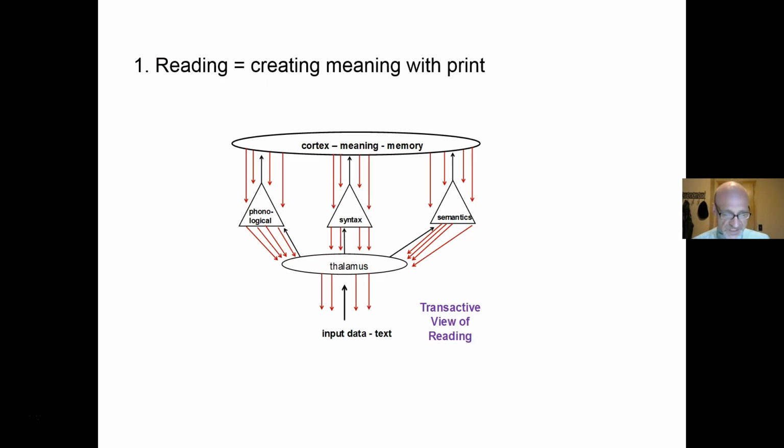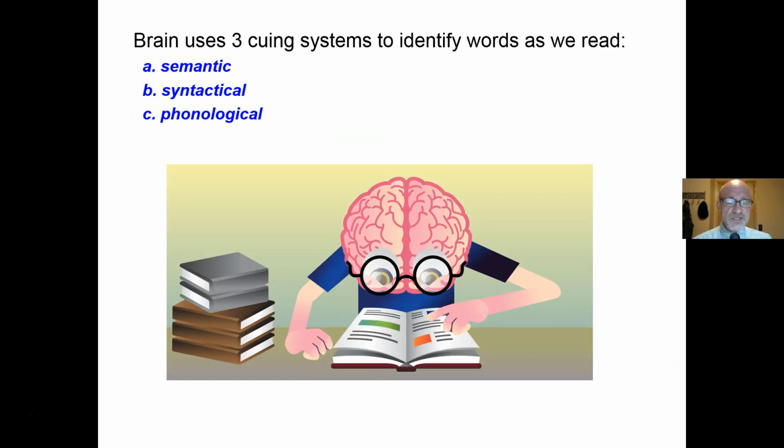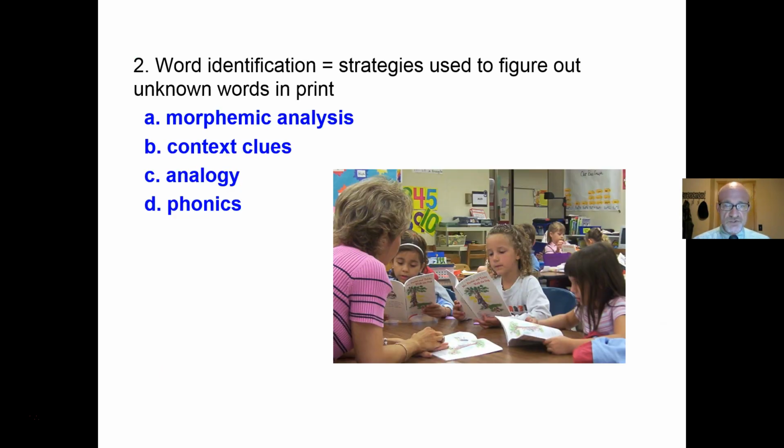So first of all, reading is not sounding out words, it is creating meaning with print. Those who think reading is simply sounding out words, barking at print, create ineffective reading instruction and interventions. It is much more than that. The brain uses 3 cueing systems to identify words as we read: semantics, which is context or meaning; syntax, which is grammar or word order; and phonological. So we need to develop all 3 cueing systems, not just phonics or the phonological.